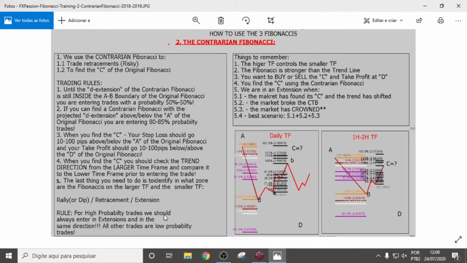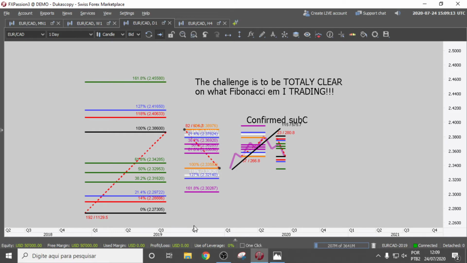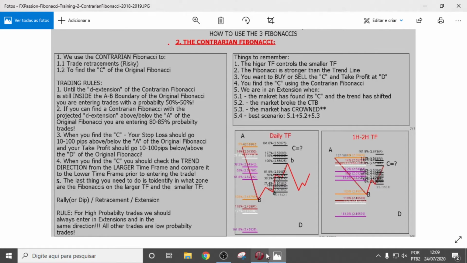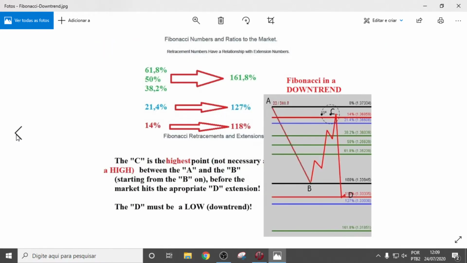For high probability trades, we should always enter in extensions. So it doesn't matter what Fibonacci you are trading, everybody. Could be the original one, could be the contrarian, or could be the Fibonacci of the confirmation. Always try to trade extensions, the extension legs, okay? And the rule things to remember are the same.